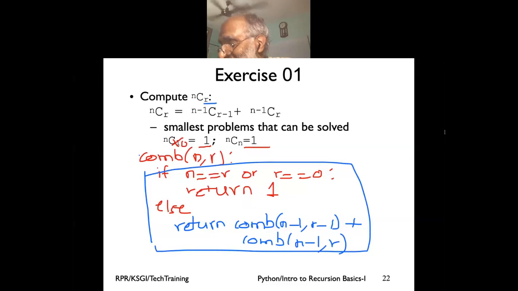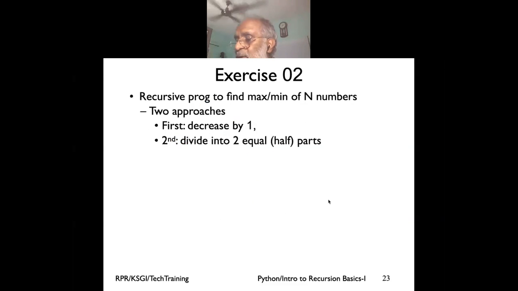There's no factorial business anywhere. It happens automatically because I could define the problem into a smaller size. Any questions about this? Write a program and do that, you'll get to know. Anuj, is that fine? Yes, sir, it's fine. Let's look at the next problem.